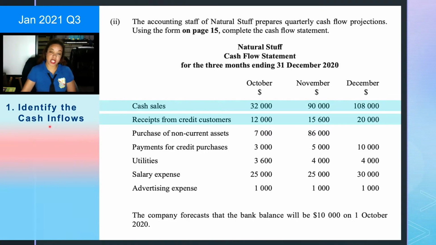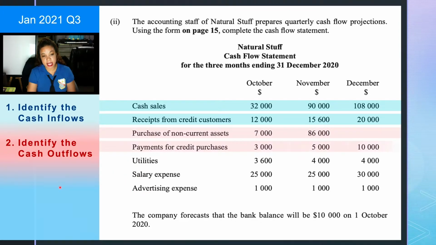So when we go to do the cash flow projection statement, this is what you will start with. You will basically have your receipts, October, November, December, and these 2 items. The second thing you're going to do is identify your cash outflows. Your cash outflows are your payments, and we saw that all the other items were basically payments. So these are going to go under the cash outflows. Nice, easy. So we have those 2 sections.